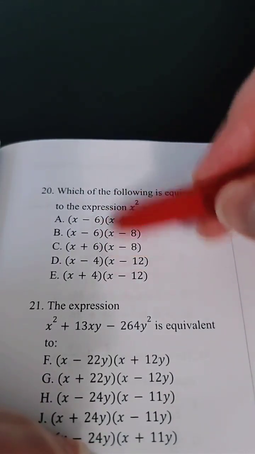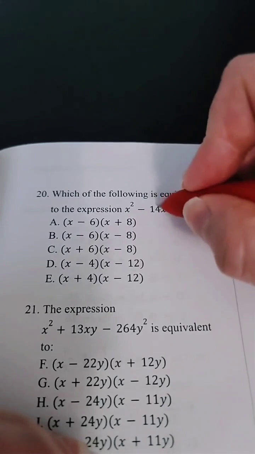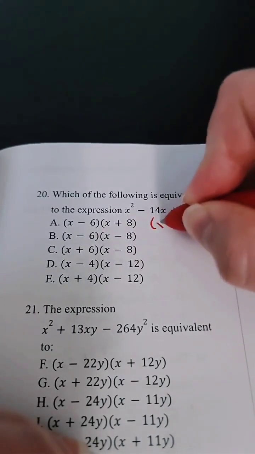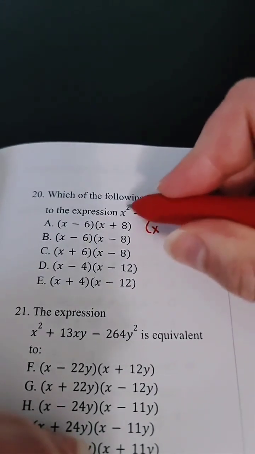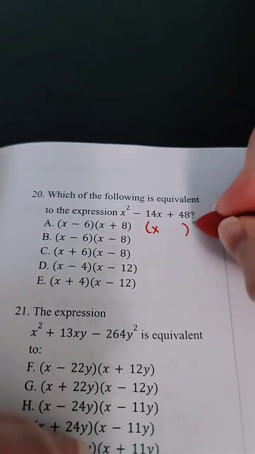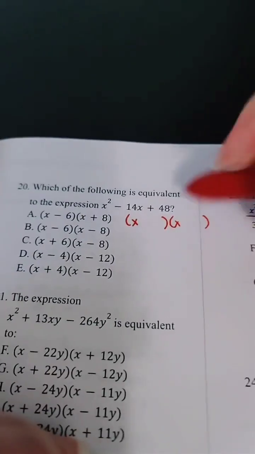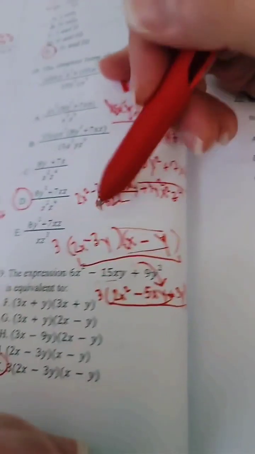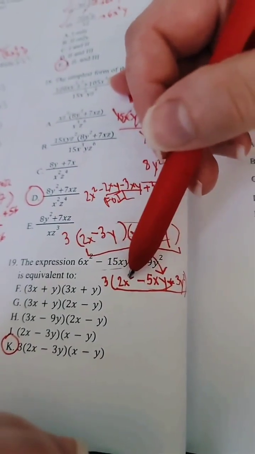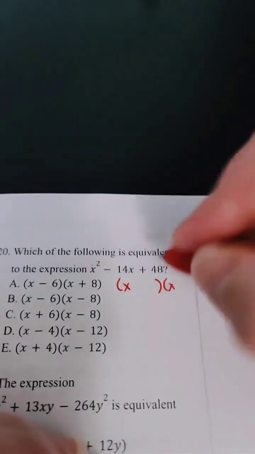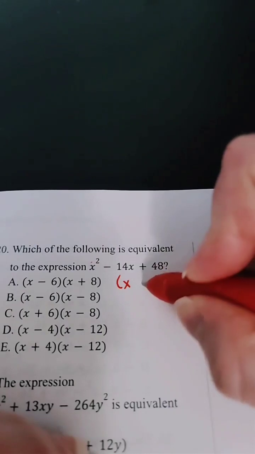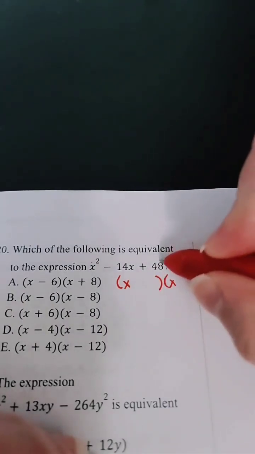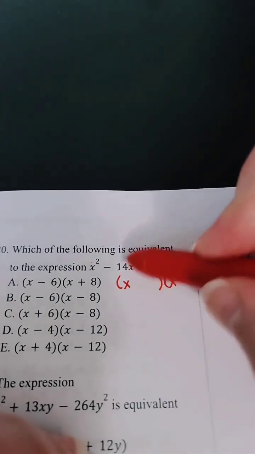So again, you could FOIL all these out if you want to, or if you're good at factoring, do that, it's usually faster. So what times what gives you x squared? That would be x times x. Now, when there's no number in front of the x squared, like over here we had a number in front of the x squared, so we couldn't use this trick, but when there's no number in front of the x squared, you can use a trick to factor where the numbers that go here have to multiply to 48 and add to the middle term, negative 14.